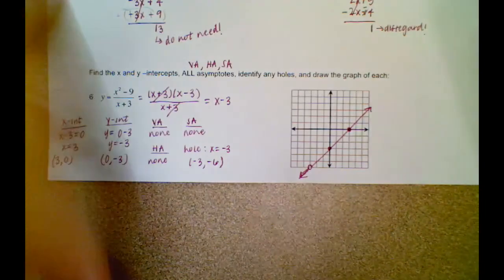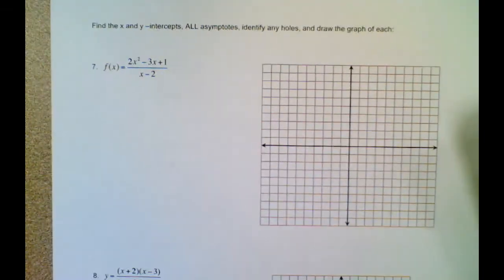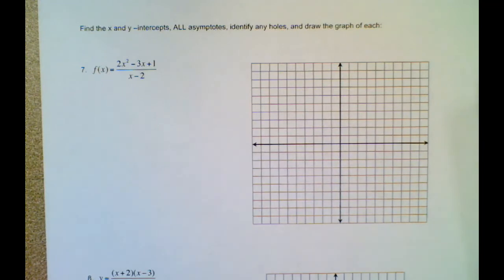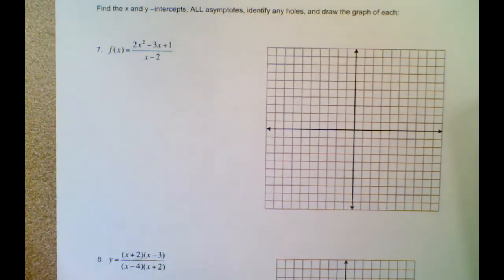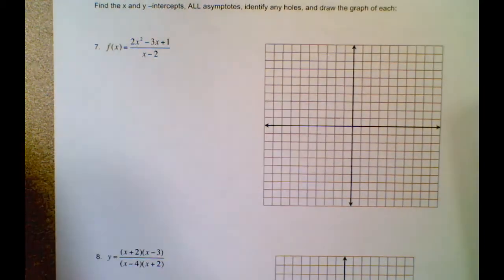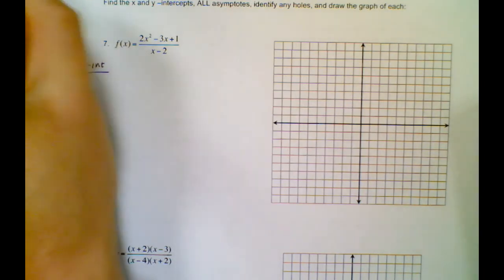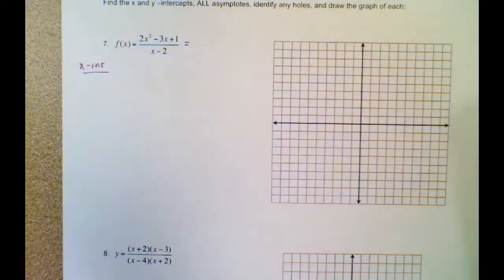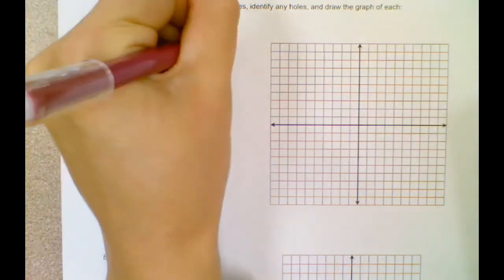That's it. Okay? All right, on the back side, we've got 2 examples left. Okay, find the x and y intercepts, all the asymptotes, identify the holes, and graph the function. That's what we're doing on number 7 and 8. So, let's start off by doing the x-intercepts. Okay, first off, I need to see, though, can I simplify this function any further? Let's see if we can factor that out.